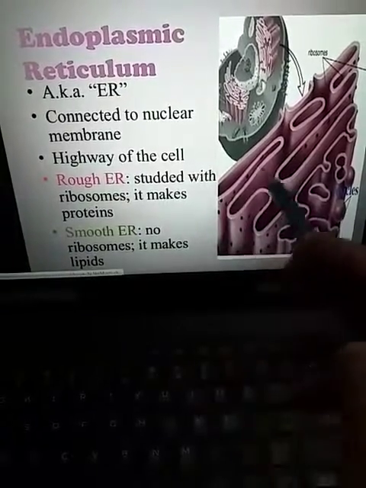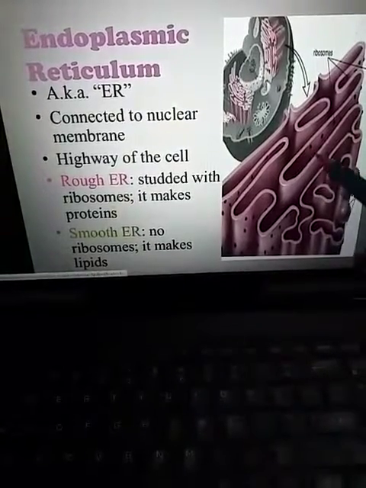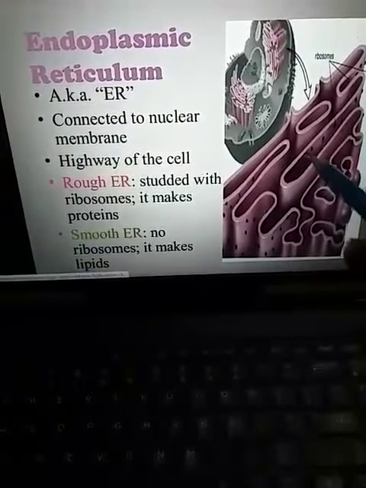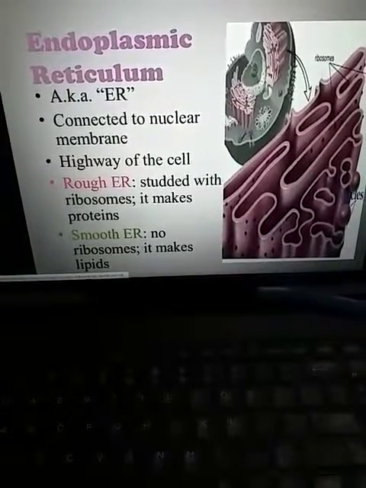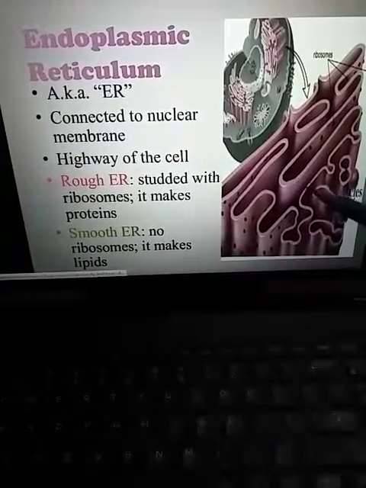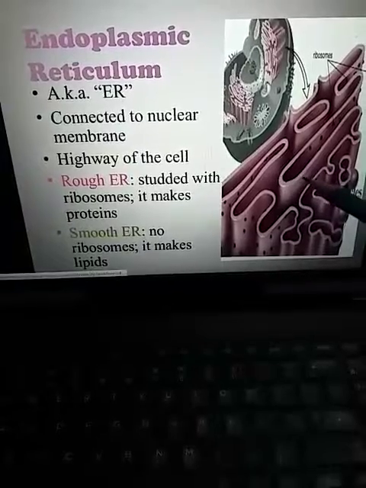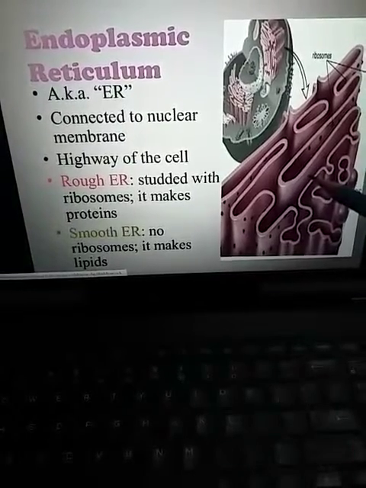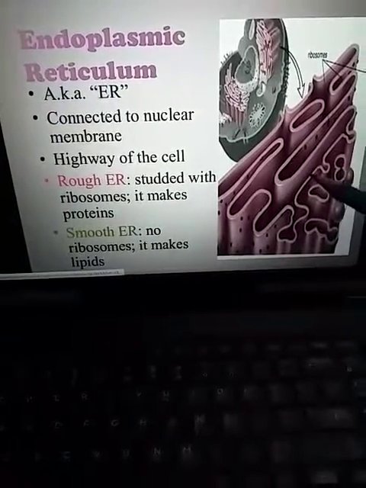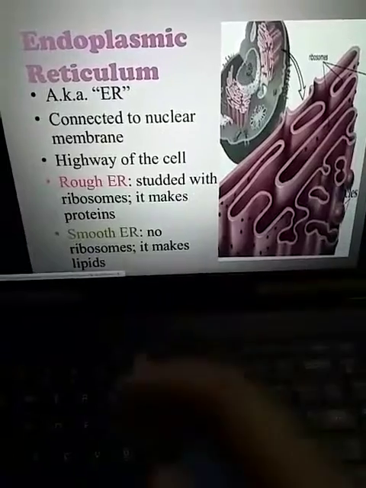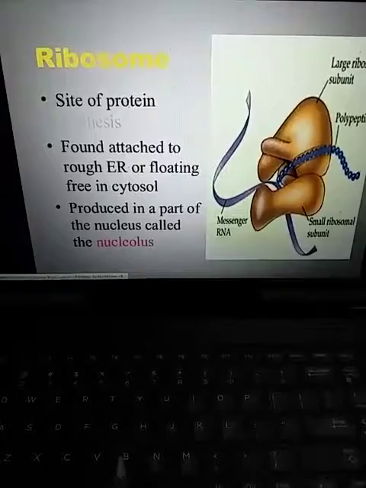They are connected to the nuclear membrane. This is the nucleus and this is the nuclear membrane, so the endoplasmic reticulum is actually connected to the nuclear membrane. This is the highway of the cell. There are two types of endoplasmic reticulum. This is the rough endoplasmic reticulum, which is granular and not smooth, and the second type is the smooth endoplasmic reticulum, which is non-granular due to the absence of ribosomes. These endoplasmic reticula are involved in the formation of proteins as well as lipids.